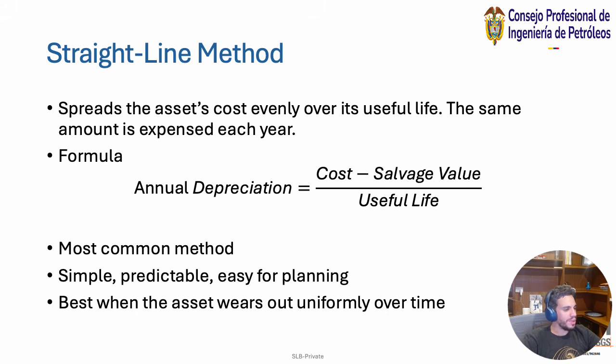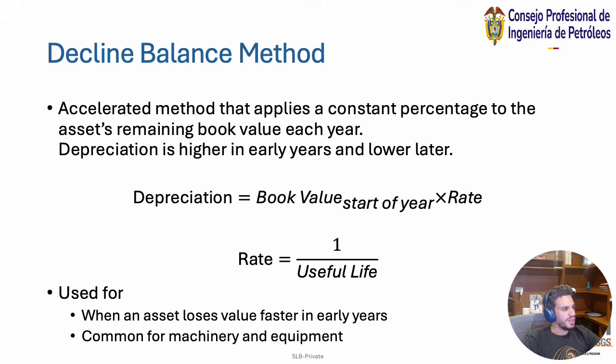So this is one of the most common methods to calculate depreciation. It's very simple, it's predictable, it's good for planning. You know, we like simple, we like to be able to predict things on the go. And it's best when the asset wears out uniformly over time, right? So something that decreases in value linearly or is worn off linearly, we can use this straight line method, right?